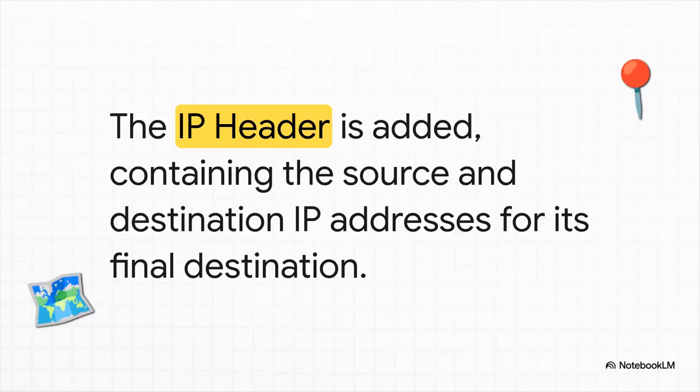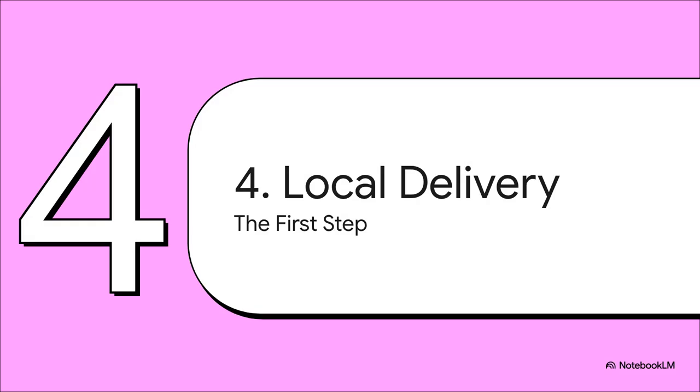And this one is simple but crucial. It contains just two things: the IP address of your computer, the source, and the IP address of the web server, the destination. Now our packet knows exactly where in the world it's going. So the packet knows its final global destination.